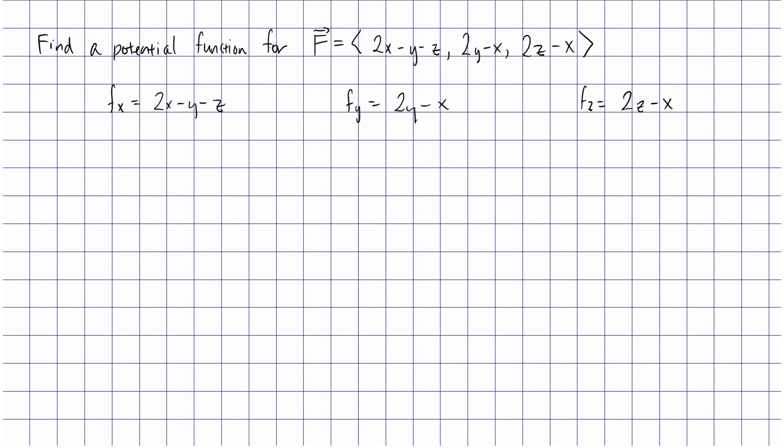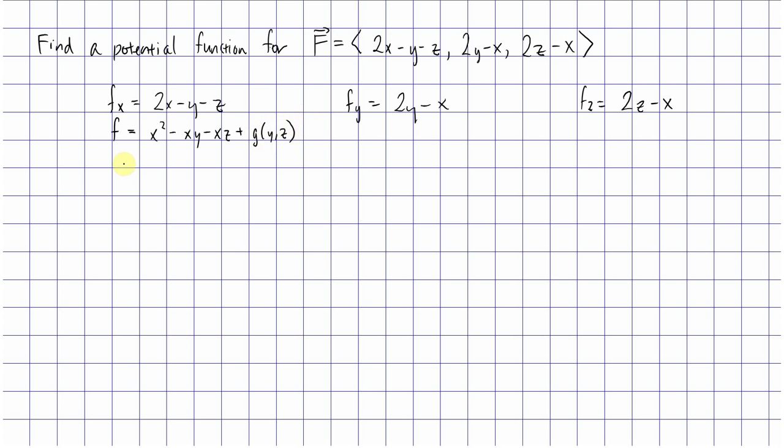So let's take this right here and just integrate both sides with respect to x. And so f should equal x squared minus xy minus xz plus, we'd say a constant, but this is just a constant as far as x is concerned. So let's say we could have a function of y and z. In other words, f will look like this: x squared minus xy minus xz plus g of yz.